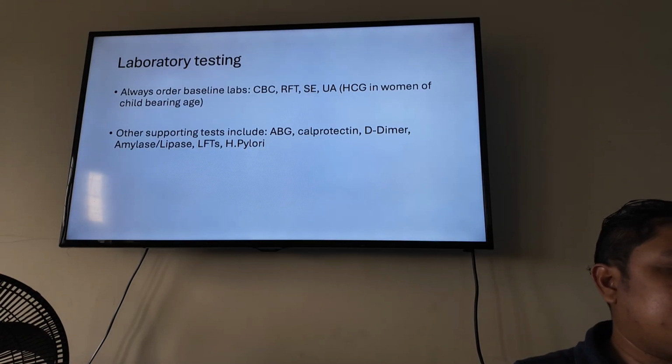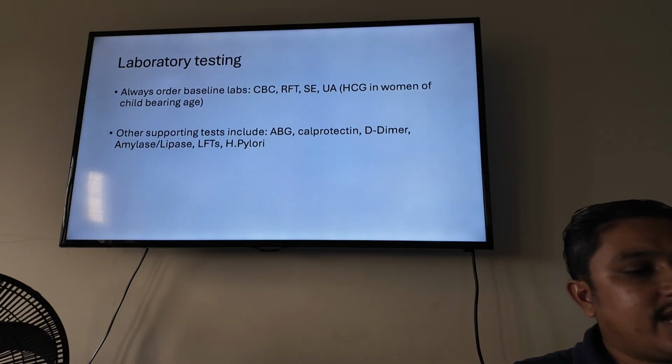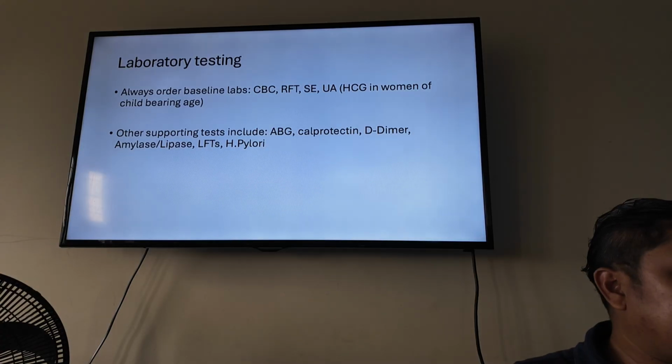Other supporting lab tests that you can do include things like ABG. Anybody know fecal calprotectin?